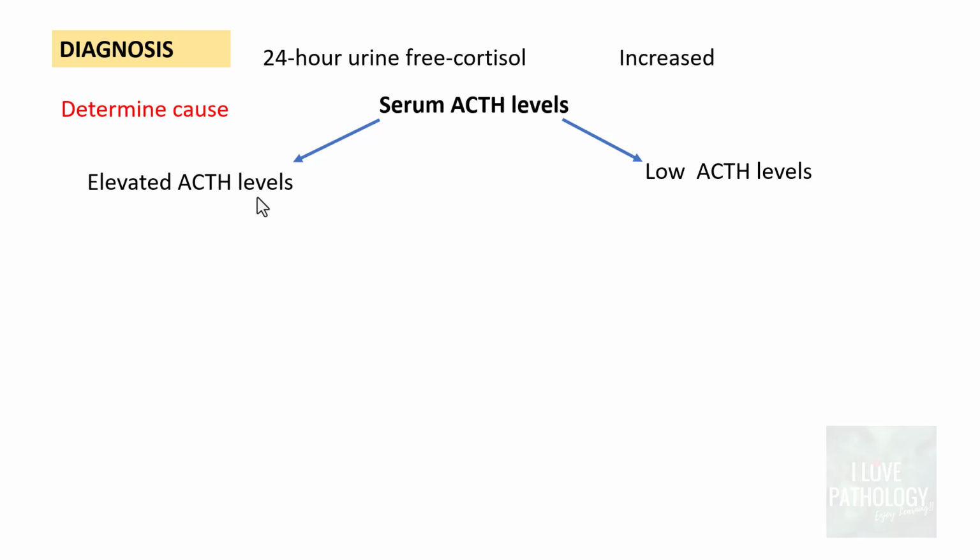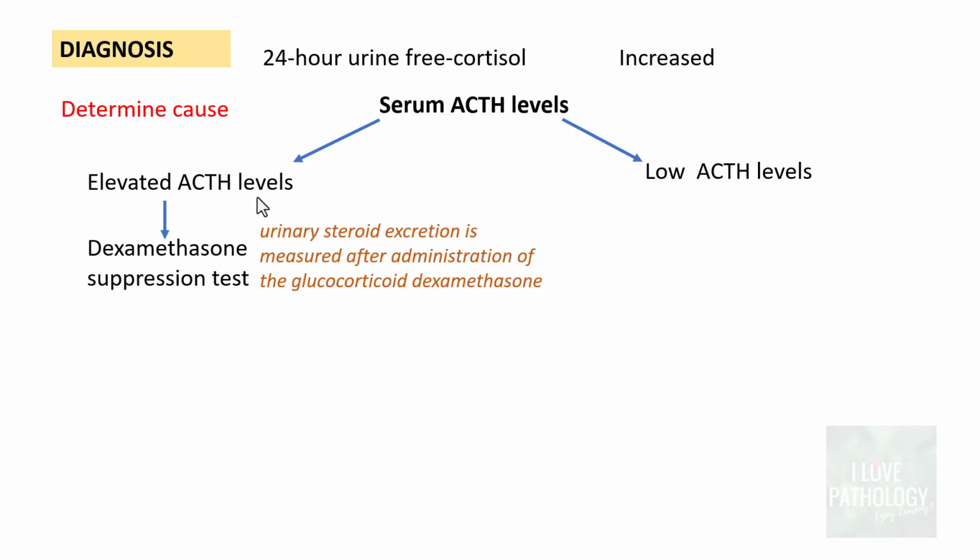Now, how do you find out whether it is pituitary or because of ectopic hormone production? There is another test which is done, which is called the dexamethasone suppression test. Now, what is this test? This is a test where the urinary steroid excretion is measured after administration of the glucocorticoid, which is dexamethasone. Okay, you have two types. One, you do a low dose testing and then high dose testing.